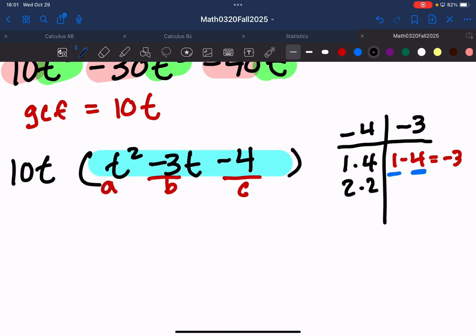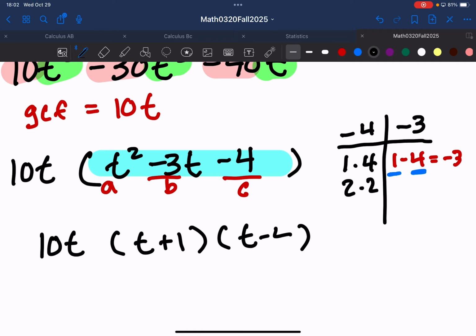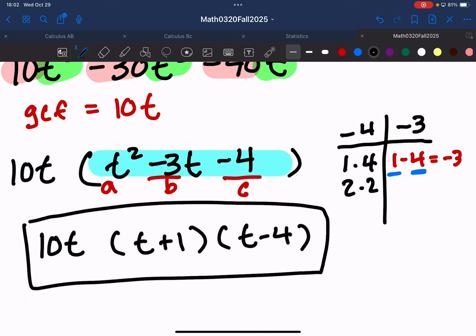Since I have a GCF, I need to make sure I bring it down with my answer. So I still have that 10t there, and then I do my two parentheses like normal. What's going to be in the first parenthesis? T plus 1. Good. And then the next one? T minus 4. So this entire thing here is my answer.